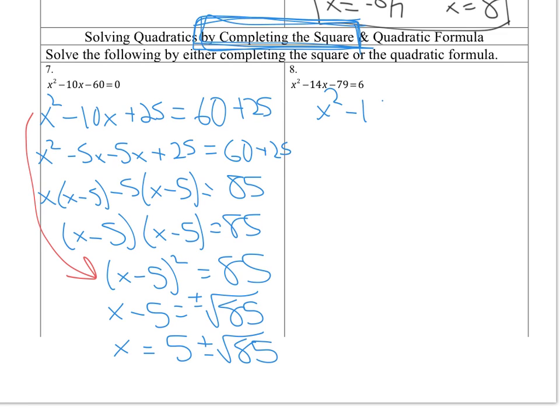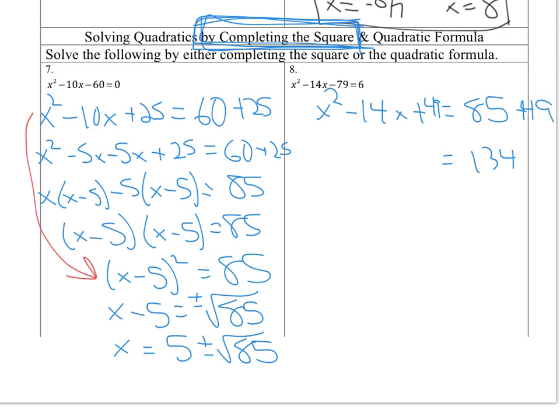Same idea here. 79 plus 6 is 85. So, hey, 85, I had that in the last problem. You're going to split that middle term and square it. I'm going to do this one a little faster just for fun, for those people that maybe want to. So then you do 85 and 49, which is 134.